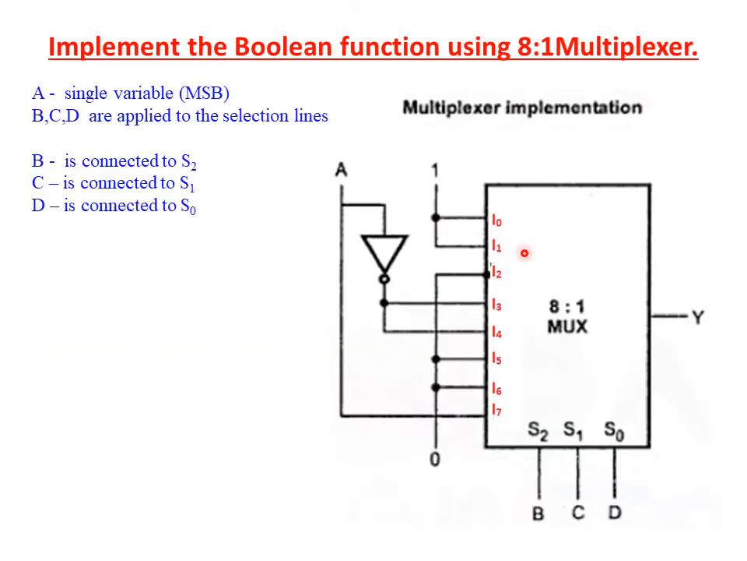And this is the 8:1 multiplexer with the input signals applied, and BCD are the selection lines and A is the single variable. So B is connected to S2, C is connected to S1, D is connected to S0. Now logic 1 is applied to I0, I1 and logic 0 is applied to I6, I5, I2, and A is applied to I7 and A bar is applied to I3 and I4. So this is the multiplexer implementation.